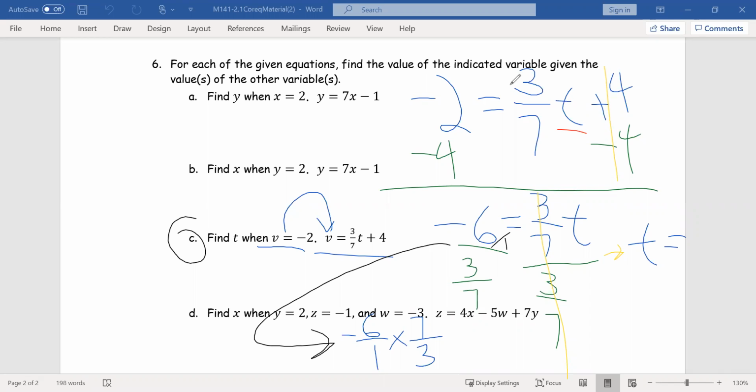And then what we can do before we multiply is some reducing, because notice that there's a 3 here and a 6 here, and those are both divisible by 3. So I can divide this 3 by 3, which gives us 1, and this 6 by 3, which gives us 2. And then when you multiply fractions, you multiply straight across. So we do negative 2 times 7 across the top, which gives us negative 14. 1 times 1 across the bottom, which gives us 1. And so we end up with negative 14 over 1, which is just negative 14. So the value for t here is negative 14.